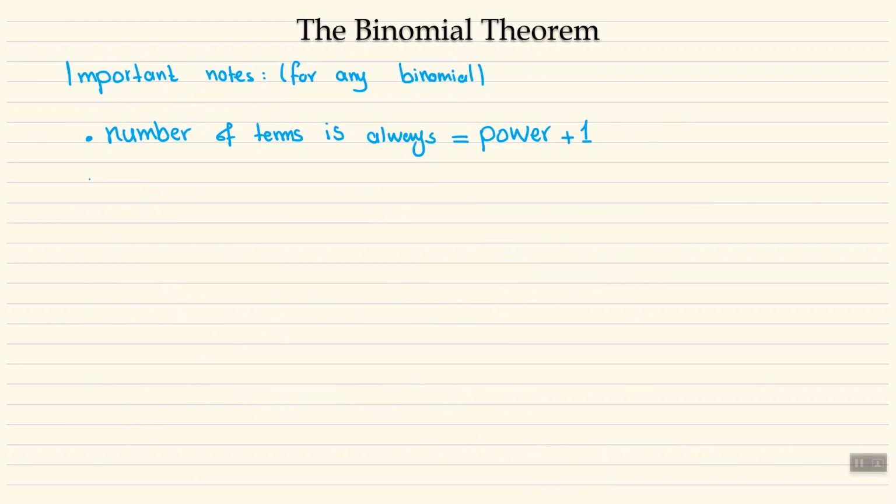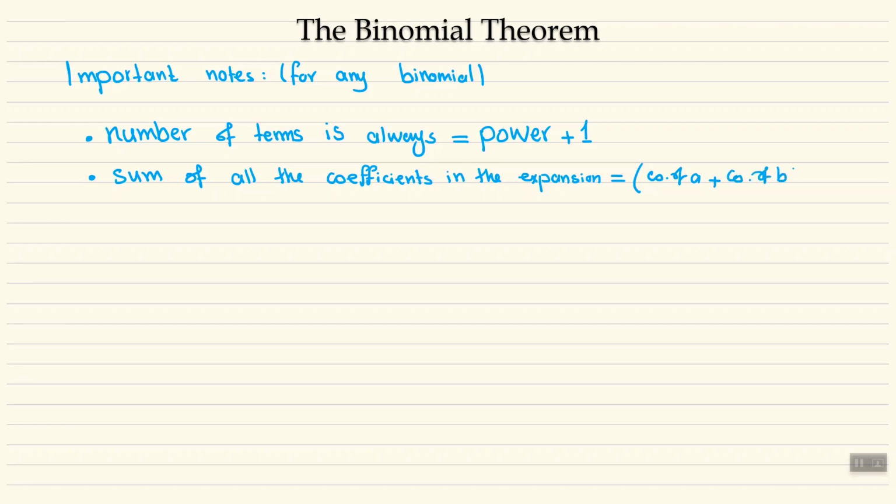The second important note that we need to know is that the sum of all the coefficients in the expansion is equal to the coefficient of A, the first term, plus the coefficient of B, all to the power of n.